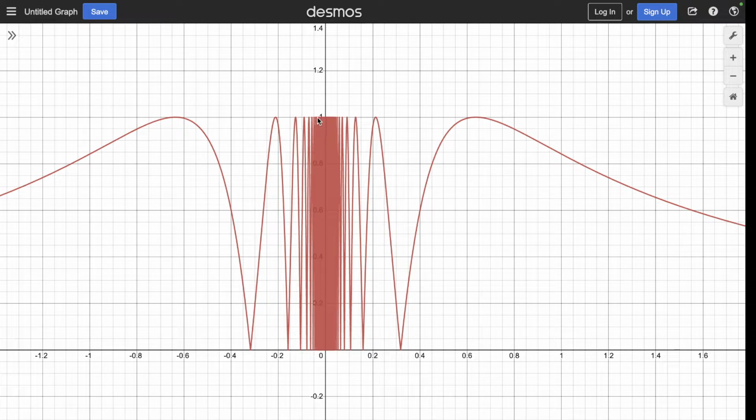So limit sup is 1 and limit inf is 0. Limit infimum is 0, limit supremum is 1. 1 and 0, either left hand side or right hand side to 0.